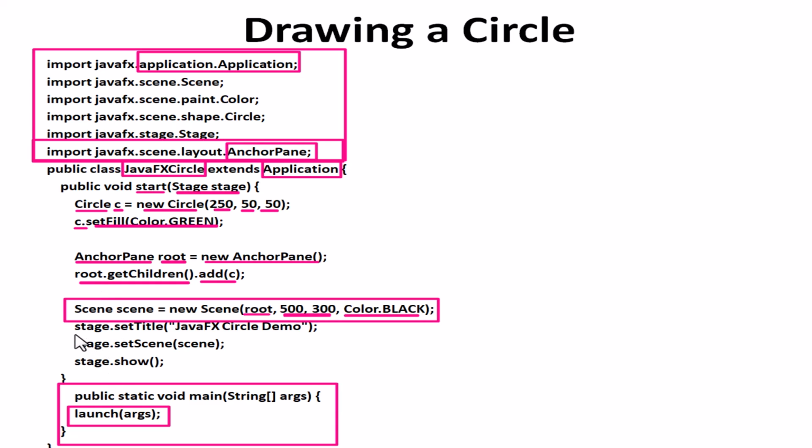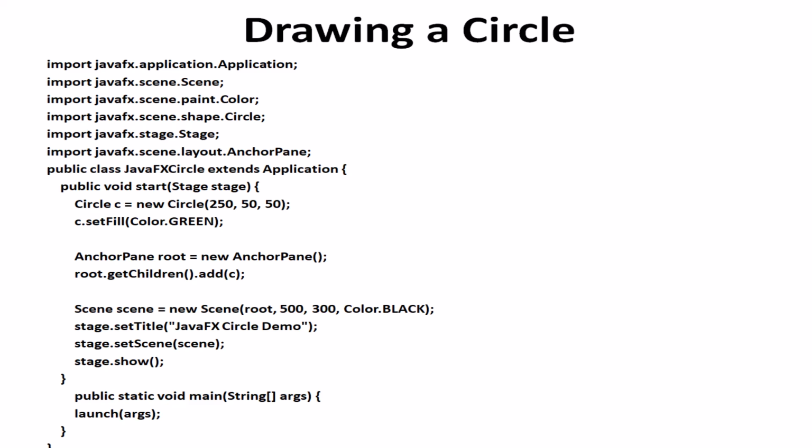Next, we have a stage, which is the center of attraction. By using stage dot set title, javafx circle demo. Next, stage dot set scene. We are going to set the scene on the particular stage, and again we are going to insert the method stage dot show. Let us see how the output will work.